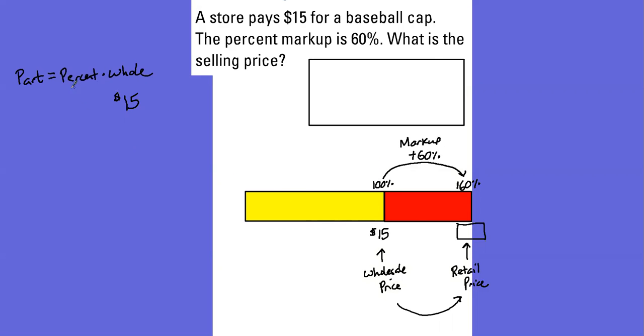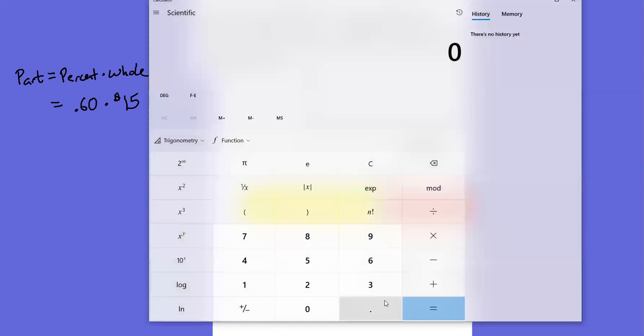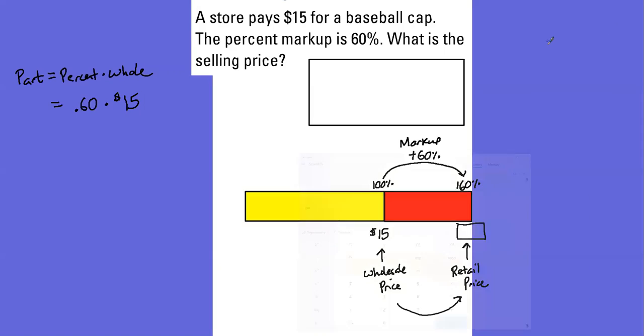So if I'm marking my item up by 60%, I need to find what is 60% of 15 so I can find the amount of that markup. And if I do 0.6 times 15, I'll work that out here. So I have 60%, which is 0.6 times 15. I get 9. So in that case, my part is $9, and this amount is going up by $9. And then I can figure out my answer.